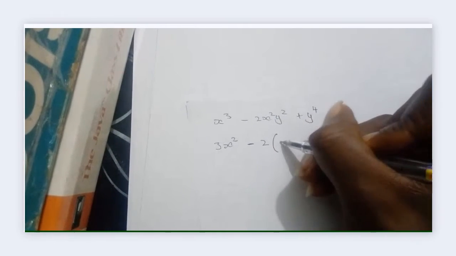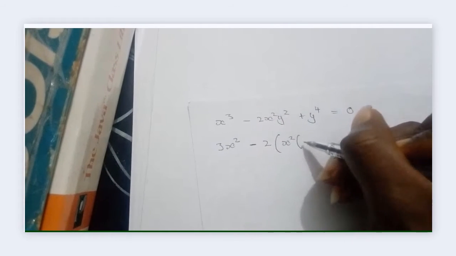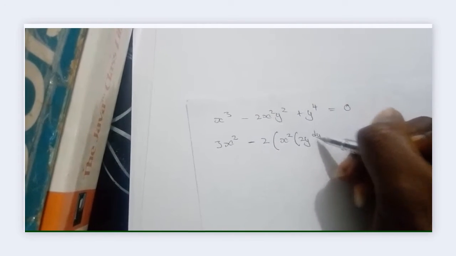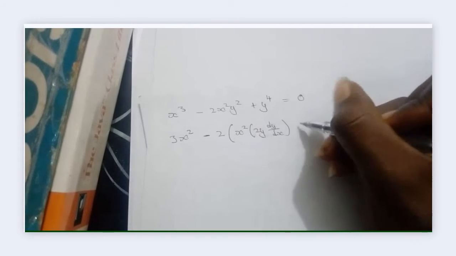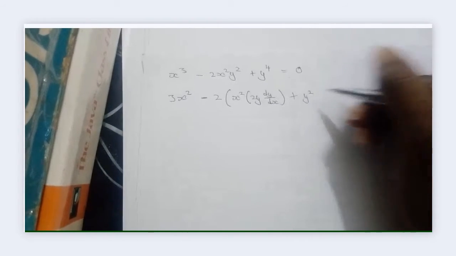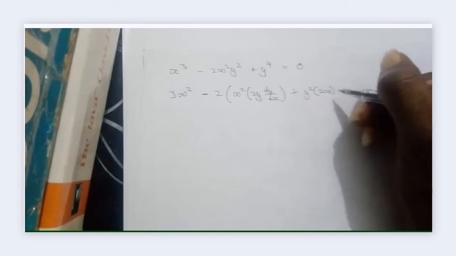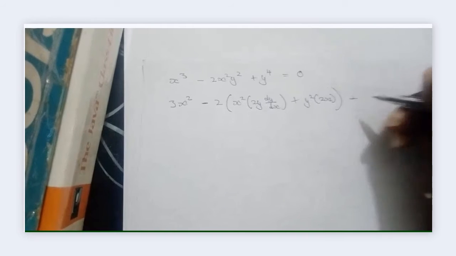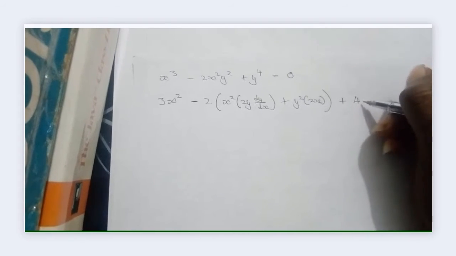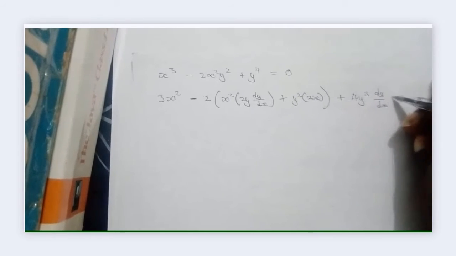So write x squared, differentiate y squared, we have 2y dy over dx, right? Then close the bracket, plus, then write y squared, then differentiate x squared, which is 2x. Then close all the brackets. That's just it. So then differentiate y raised power 4. It's 4y raised power 3 dy over dx, which equals to 0.